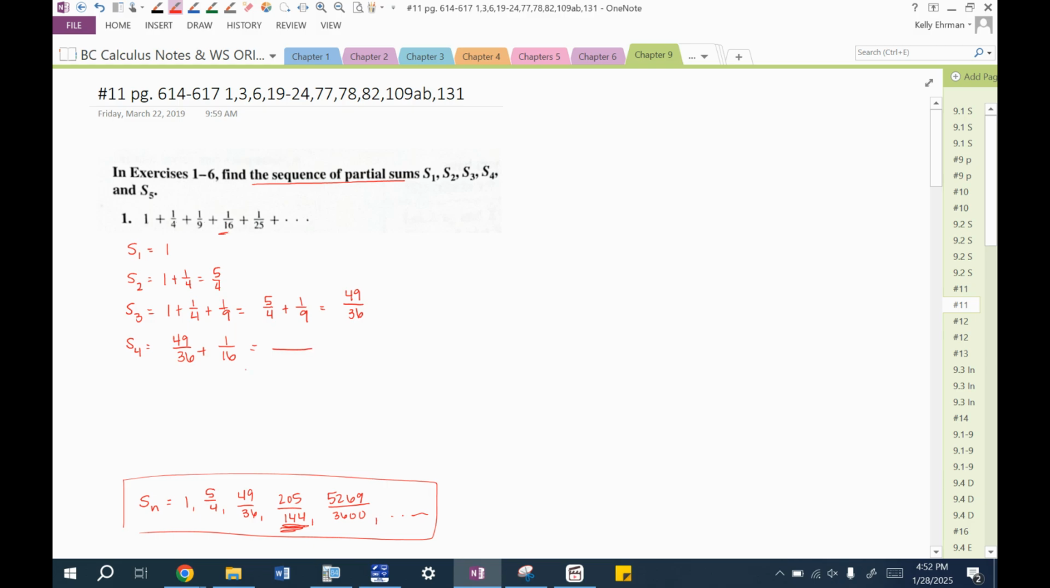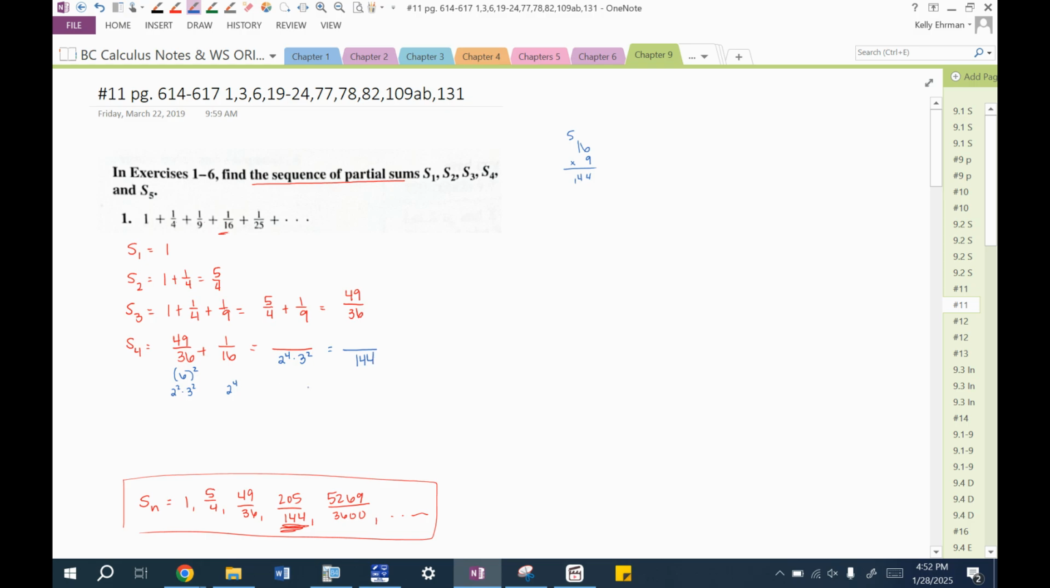Now you could do the common denominator is 36 times 16 and then probably reduce. I want the least common denominator, so I want to think about this. 36 is 6 squared, and that's 2 times 3, so 2 squared times 3 squared. 16 is 2 to the 4th power. So if we have these factors, what would our common denominator be? It would be 2 to the 4th times 3 squared, which is 16 times 9, is 144. So our common denominator is 144.